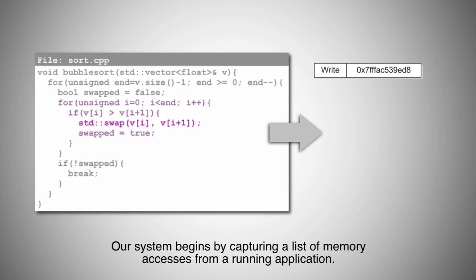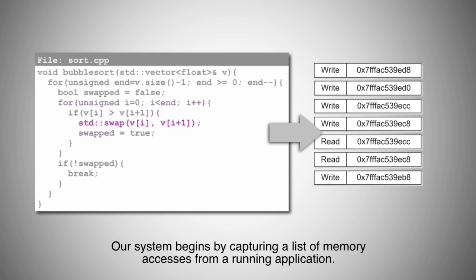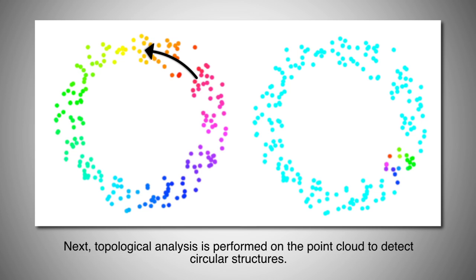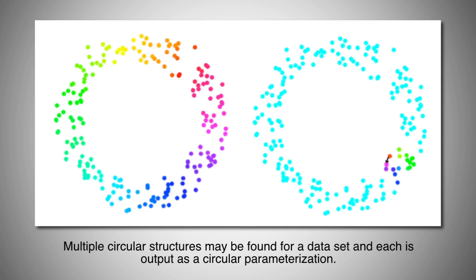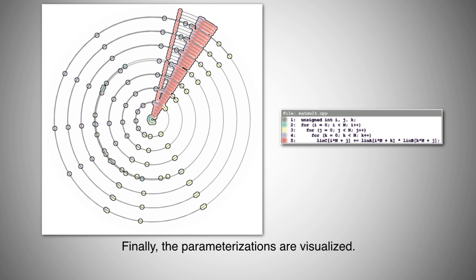Our system begins by capturing a list of memory accesses from a running application. The memory trace records are then converted to a high-dimensional point cloud by combining neighboring references using a sliding window. Next, topological analysis is performed on the point cloud to detect circular structures. Multiple circular structures may be found for a dataset, and each is output as a circular parameterization. Finally, the parameterizations are visualized.